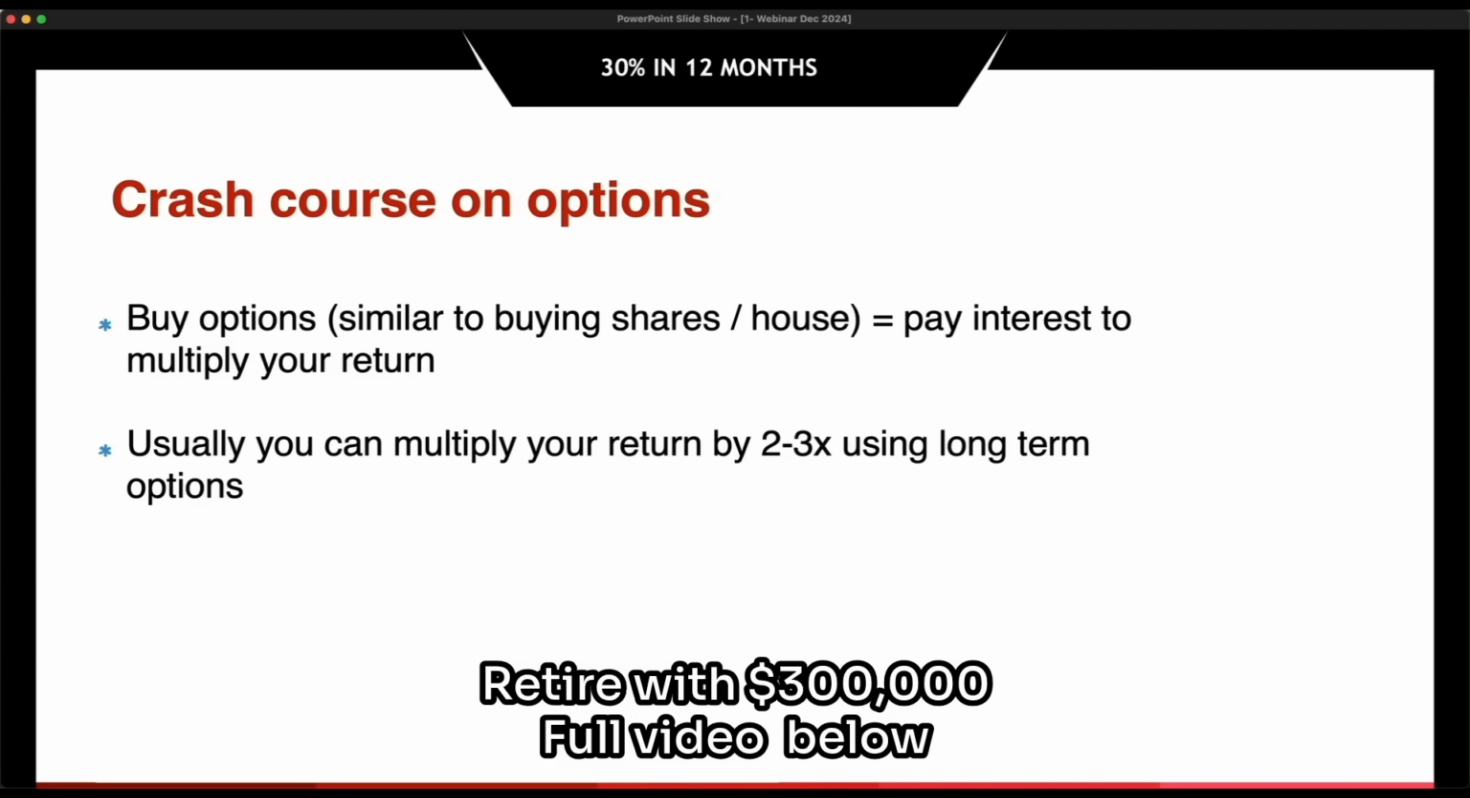Now, when you're buying options, it's like buying shares or buying a house, and you just put a down payment, and basically you're paying interest to multiply your return. So for long-term investing strategies, you can use options to multiply your return, and you can usually 2x to 3x your return. So if the stock goes up by 10%, you can get 20% using options.